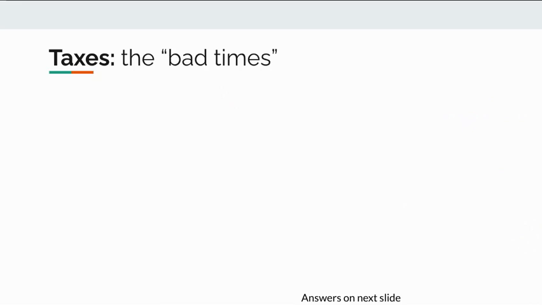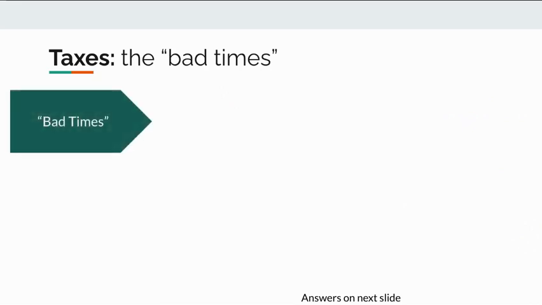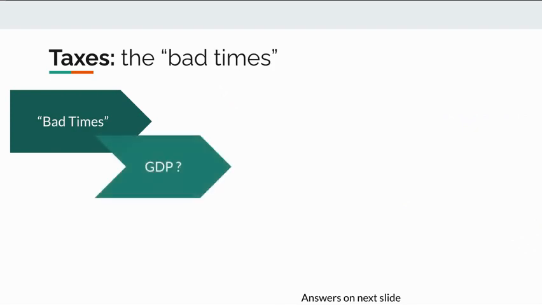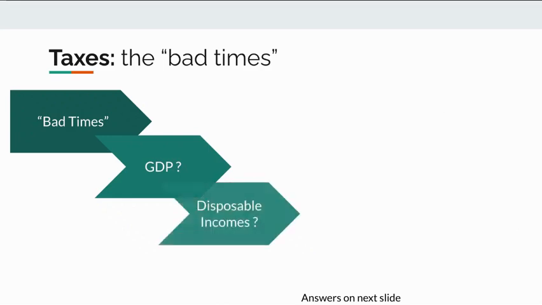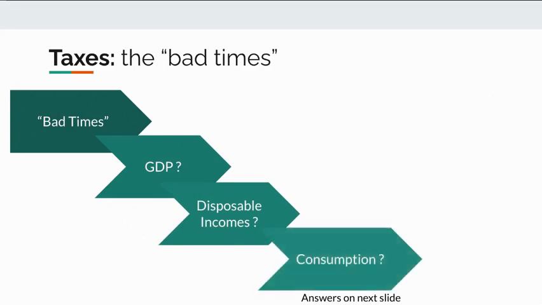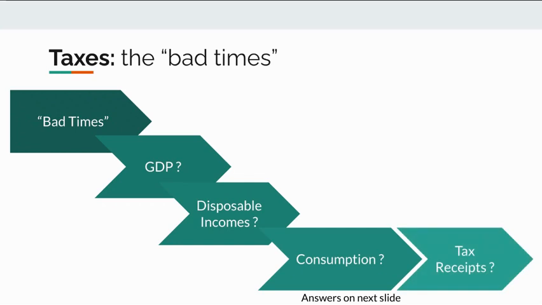Let's look at it in the reverse. Bad times. I'd like you to think in your head for a second, and I'll give you the answers on the next slide. So during the bad times, what's happening to GDP? Then what's happening to disposable incomes? Then what's happening to consumption? And what does this mean for tax receipts?